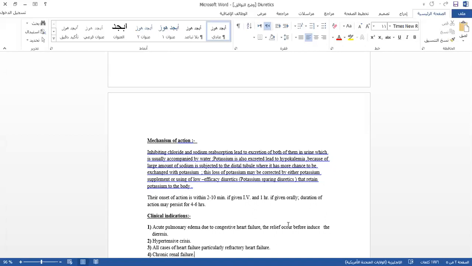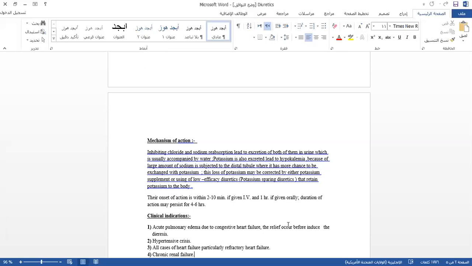Potassium is also excreted, and this is an important point. Why? It leads to hypokalemia because a large amount of sodium reaches the distal tubule, where it has more chance to be exchanged with potassium. This loss of potassium may lead to hypokalemia, an adverse effect that can be corrected either by using potassium supplements or by using low efficacy diuretics, the potassium sparing diuretics, which we will take later, along with combinations that retain potassium in the body according to their action.